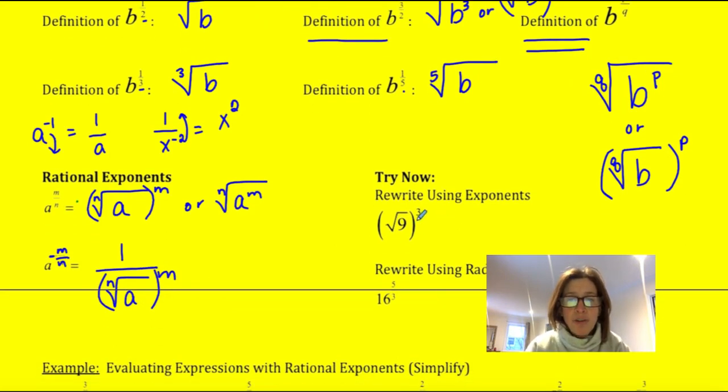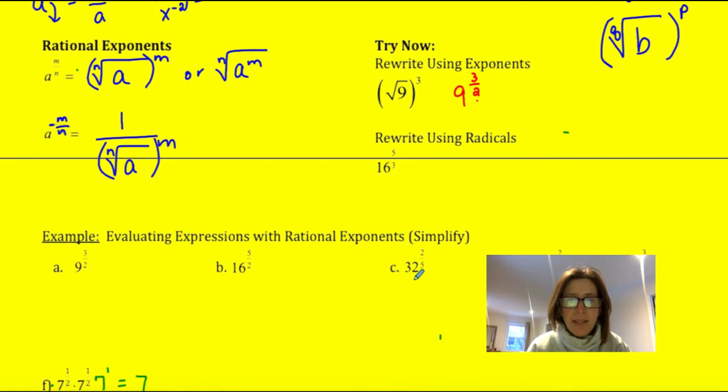All right, let's rewrite. I want you to try now. Try rewriting using exponents and rewriting using radicals. Okay, so the square root of 9 cubed would become 9 to the 3/2. The index becomes the new denominator. Remember, when there's no index, it is assumed to be a 2. All right, rewriting 16 to the 5/3. That would be the cubed root of 16 to the 5th.